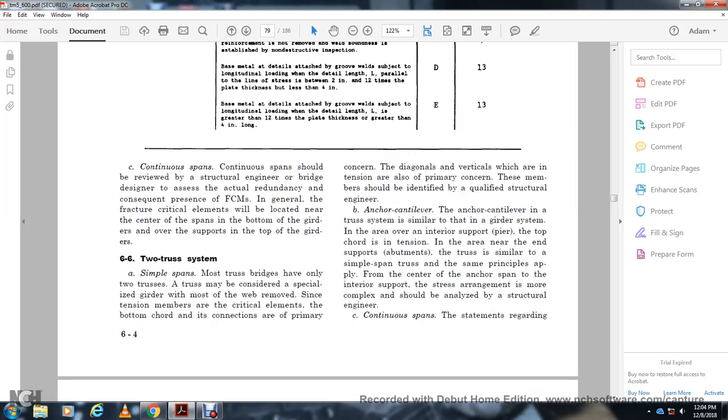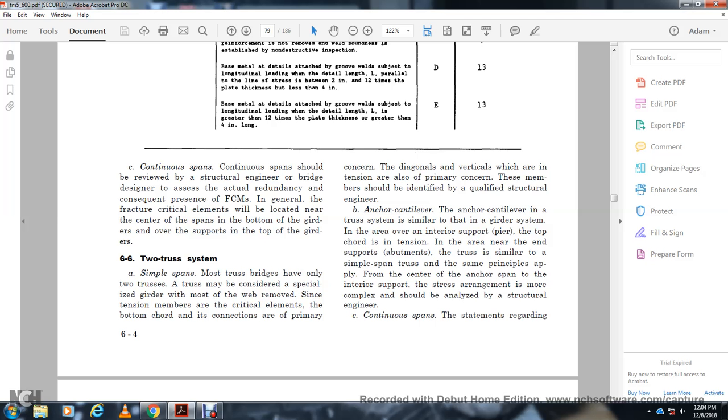6.6 Two-truss system. With a single span, most truss bridges have only two trusses, with the truss acting like a girder with the web removed. The critical elements are the tension members, the bottom chord with its connections being the primary concern. Diagonals and verticals, which are in tension, are also of primary concern, and these members should be identified by a qualified structural engineer. Anchor cantilever.